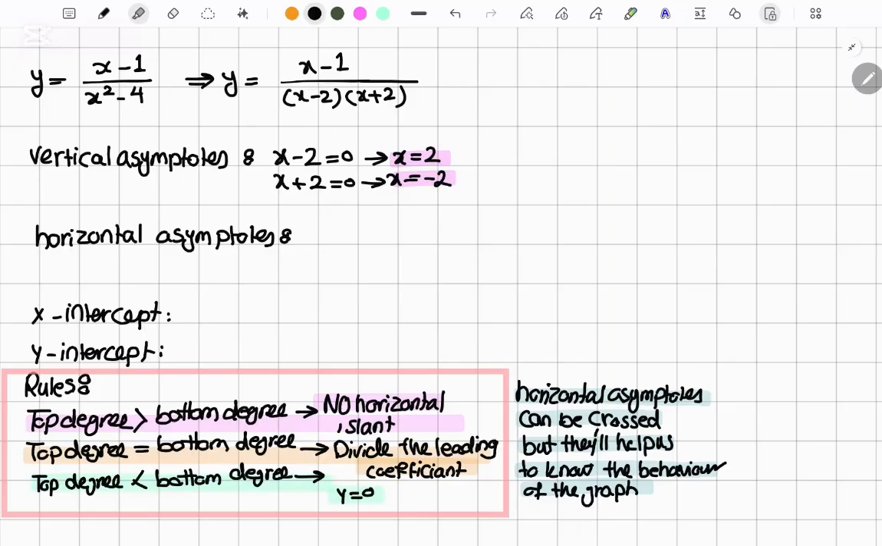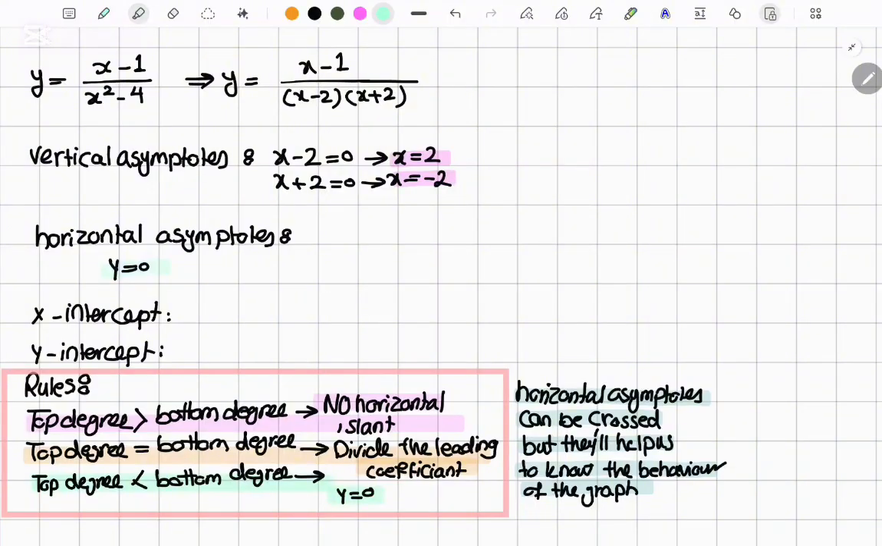And if the top degree is equal to the bottom degree, which was my previous example, which I'm going to link in the description box below, the horizontal asymptote is going to be the division of the leading coefficients. And if the top degree is less than the bottom degree, which in this situation it is, because the degree of the top one is 1 and the degree of the bottom one is 2, the horizontal asymptote is going to be y is equal to 0. So y is equal to 0 is going to be my horizontal asymptote. And guys, have this in mind: horizontal asymptotes are not like vertical asymptotes. They can get crossed.